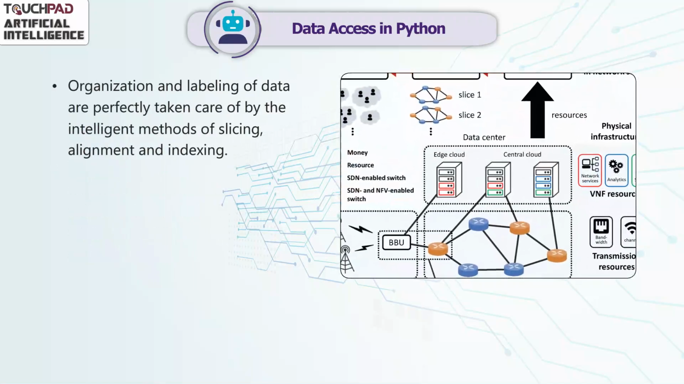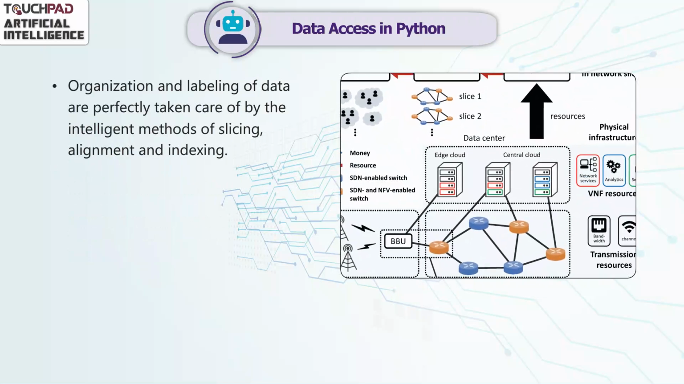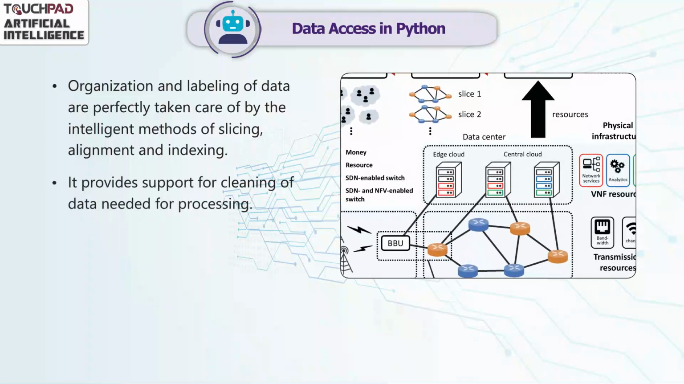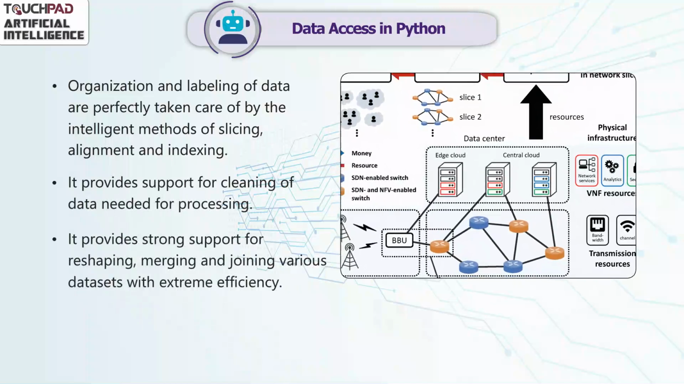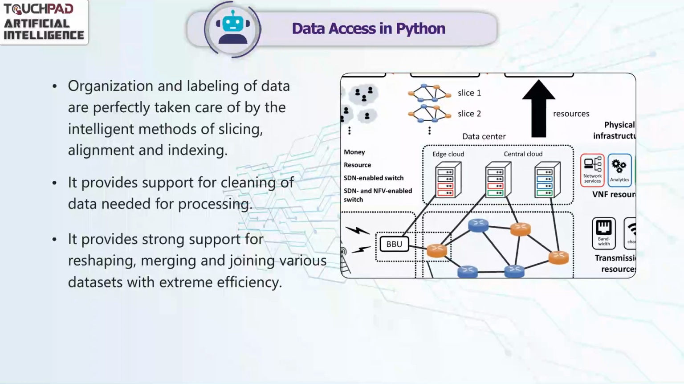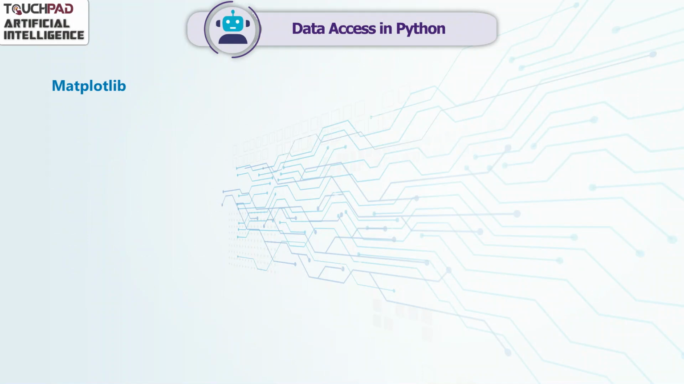Organization and labeling of data are perfectly taken care of by the intelligent methods of slicing, alignment, and indexing. It provides support for cleaning of data needed for processing. It provides strong support for reshaping, merging, and joining various data sets with extreme efficiency.